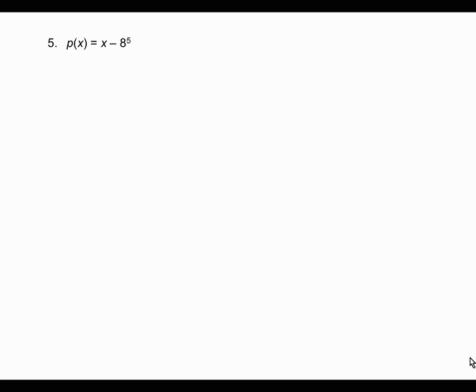And then number 5, I have p of x equals x minus 8 to the 5th power. So our solution. Okay, the largest exponent on a variable is 1. This 5, that's exponent of 5, that's on a number. That doesn't matter. So this is a 1st degree polynomial function, which makes it linear. Remember, it's the exponent on the variable, not the exponents on the number that matter.